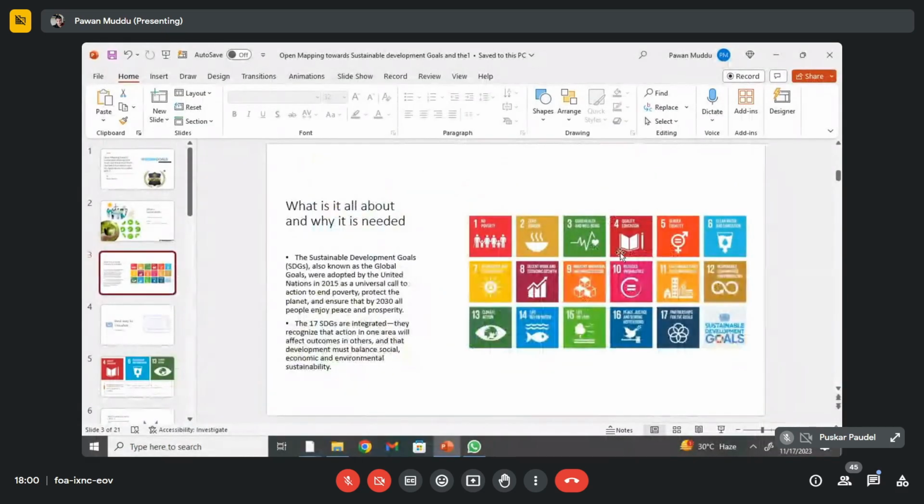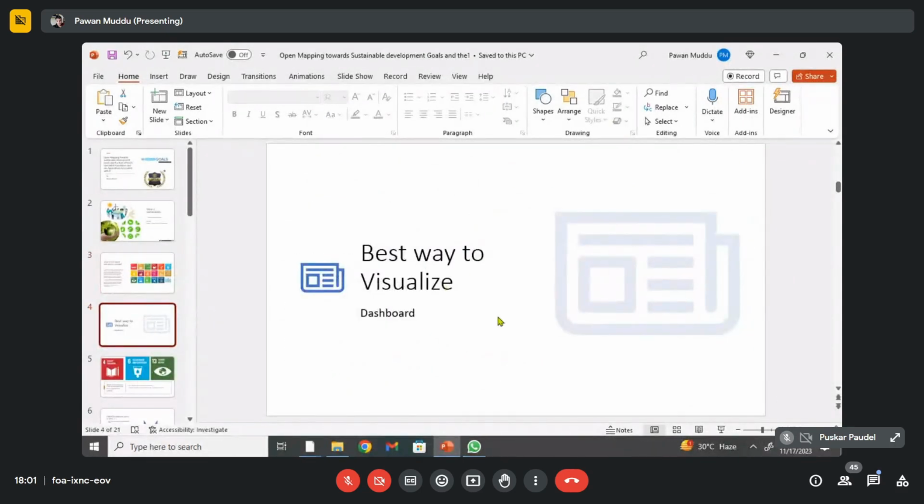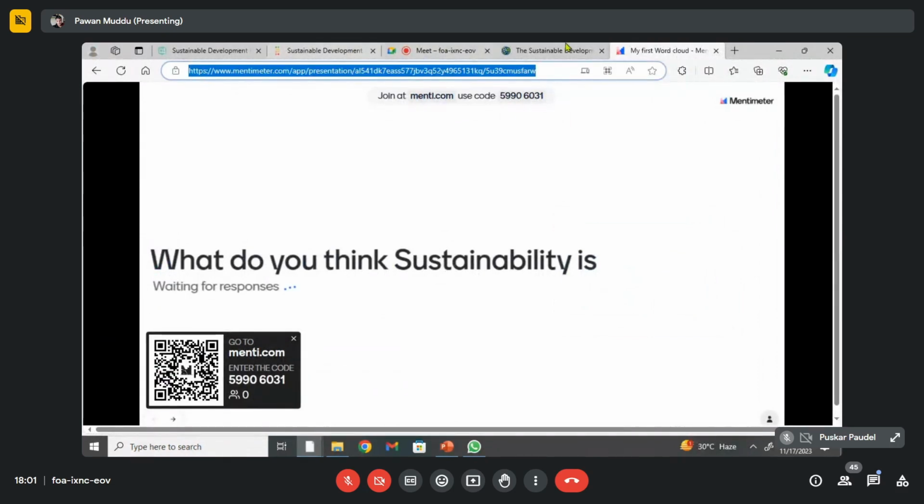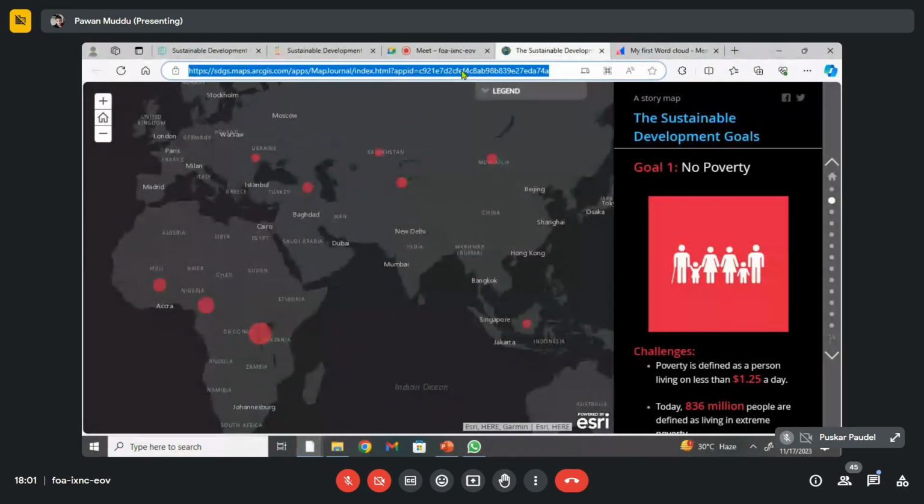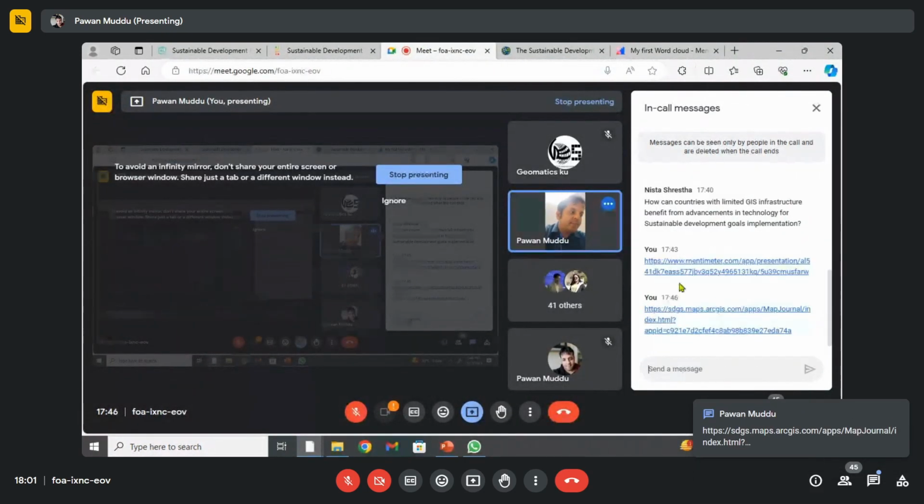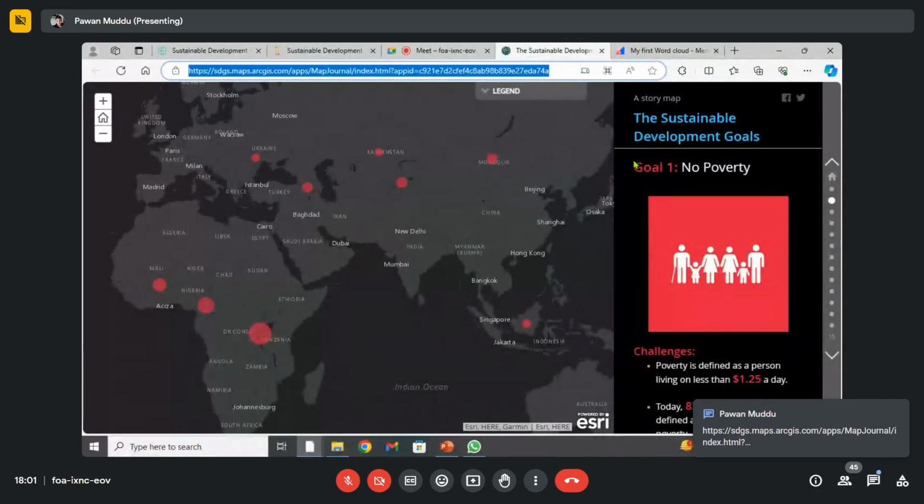So how to visualize these goals? If I come to this slide that I first shared, GIS can first contribute in visualizing them. And if you want a visual tool, why not use ArcGIS StoryMaps, and we'll visualize these one by one. I'll just put the link here, where you can see the sustainable development goals step by step.